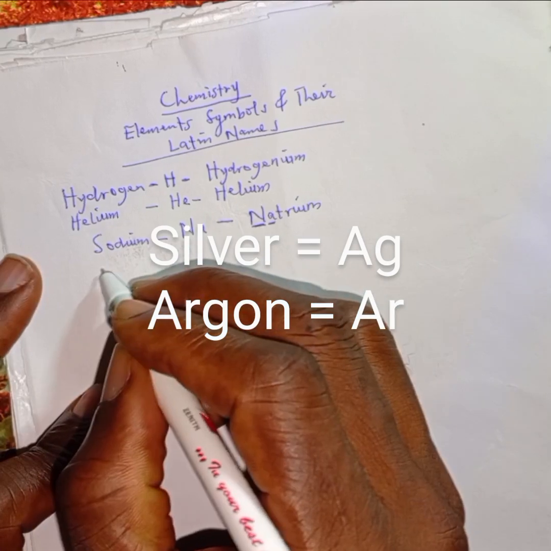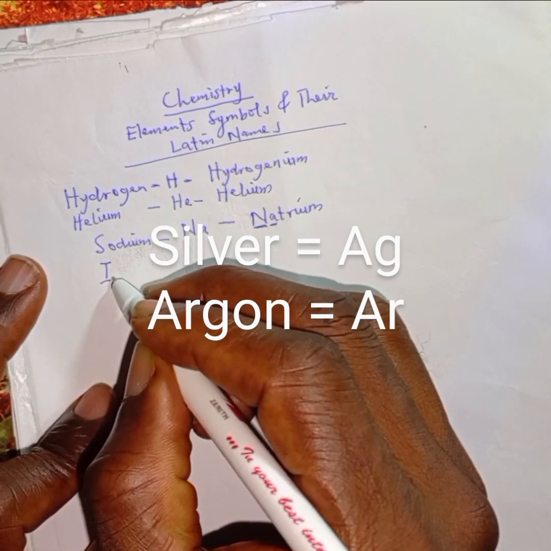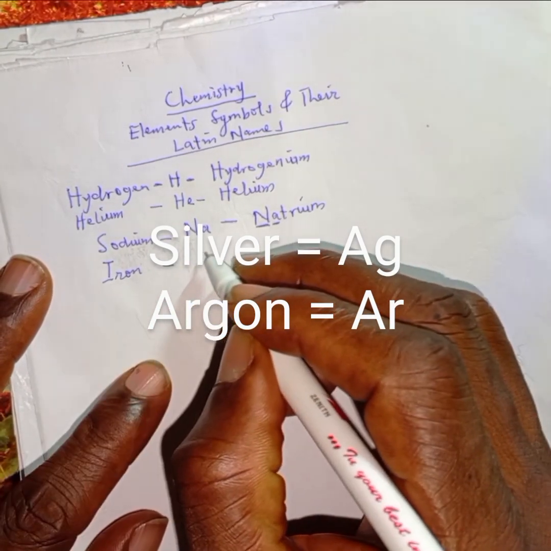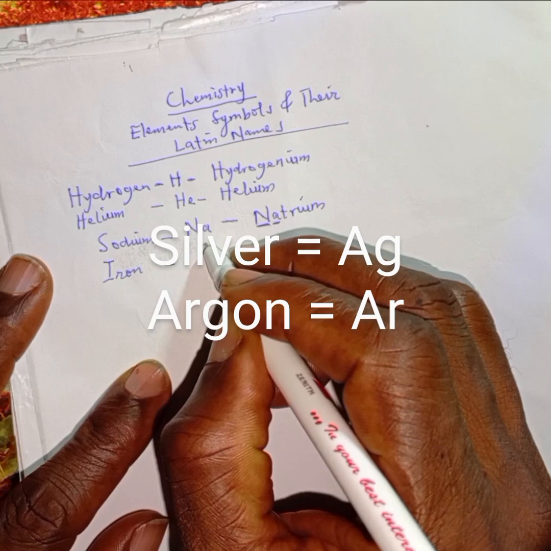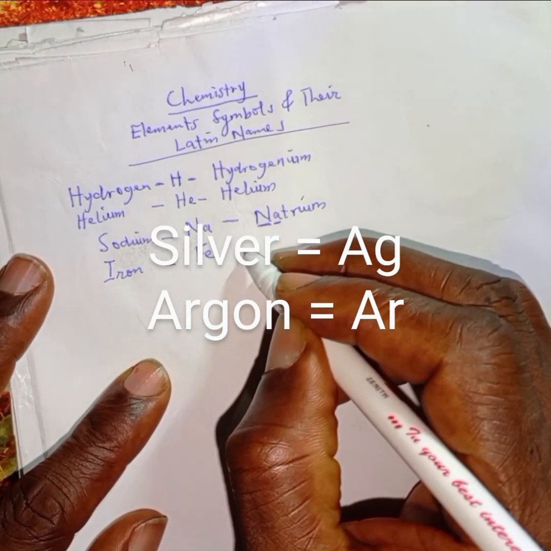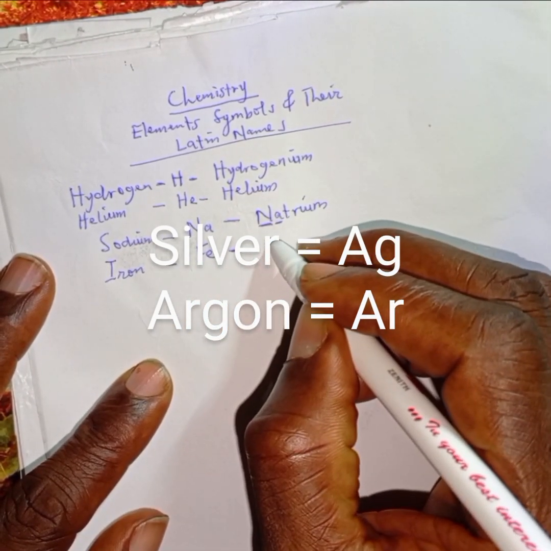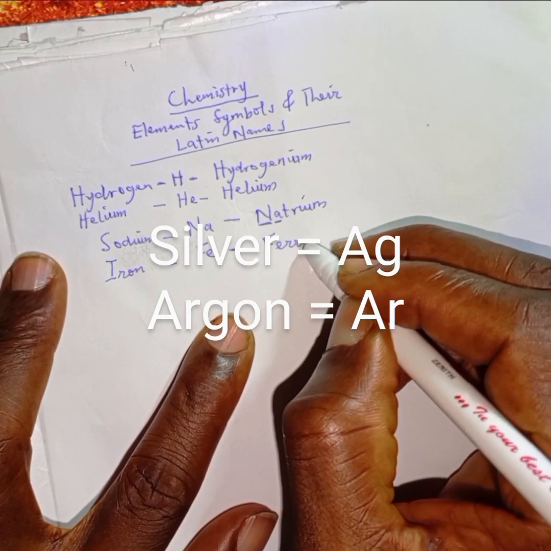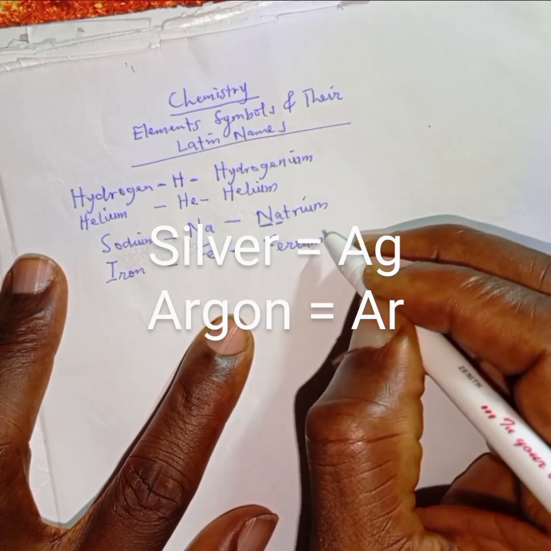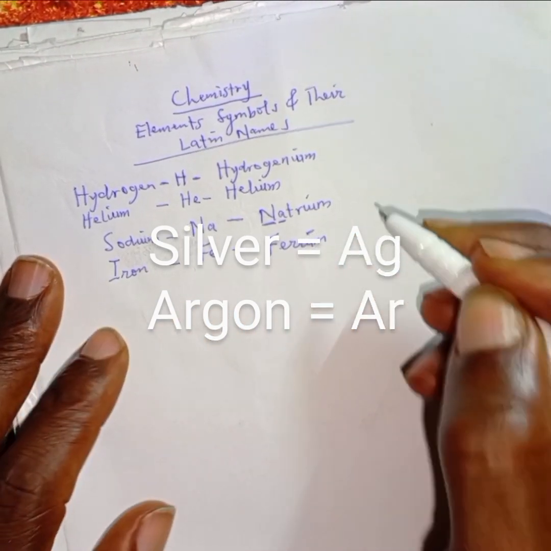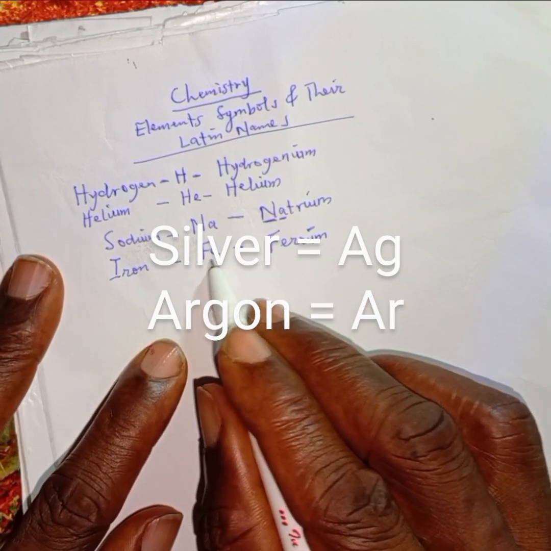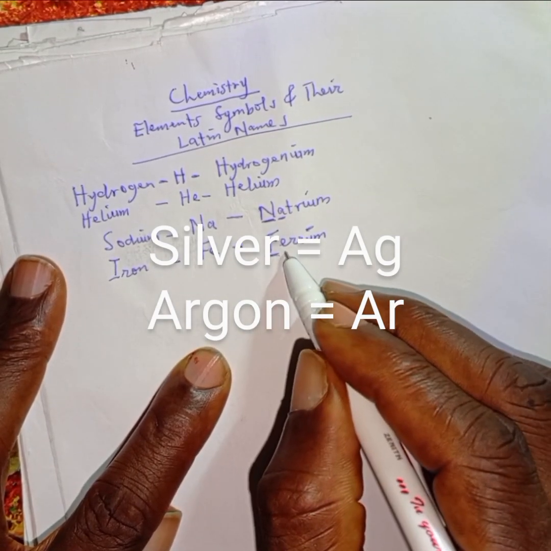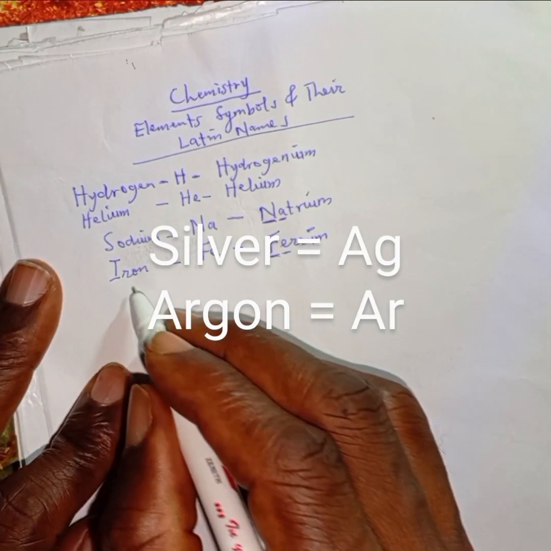Another example is iron. The symbol is Fe. The Latin name is ferrum. Fe: capital letter F from the Latin name and small letter e from the same Latin name.